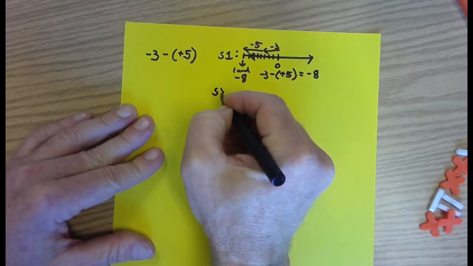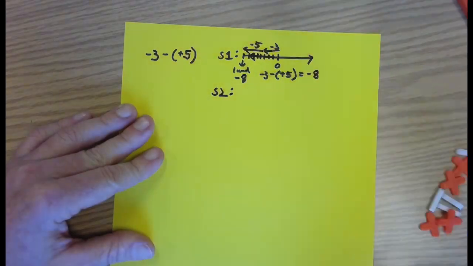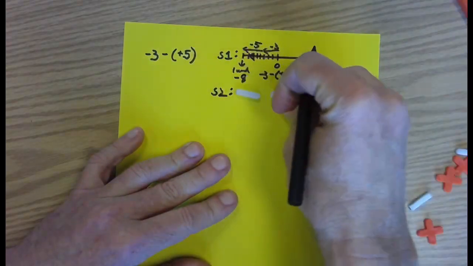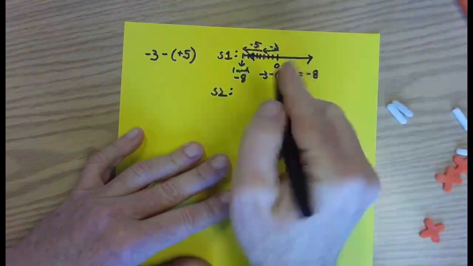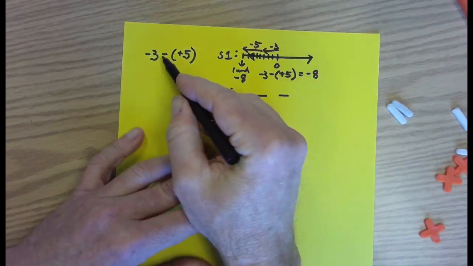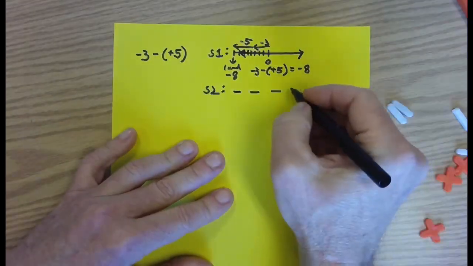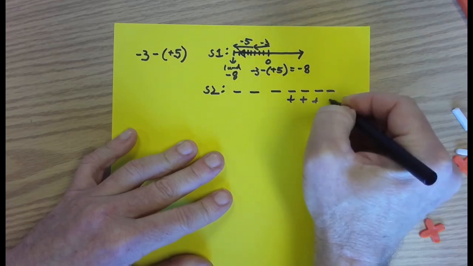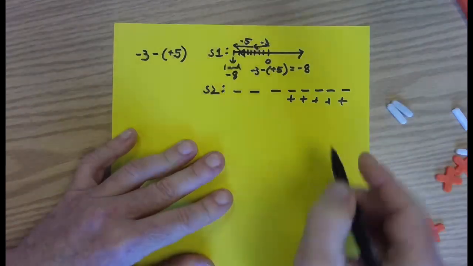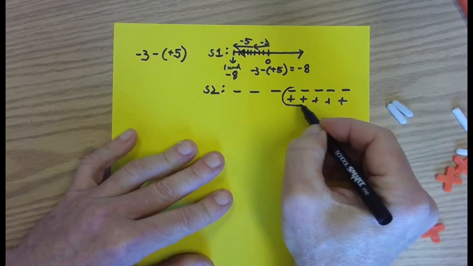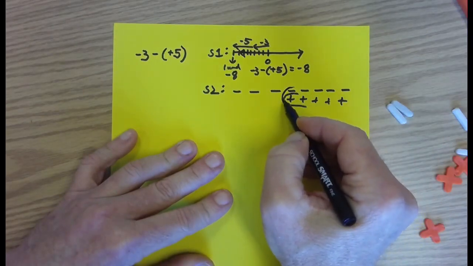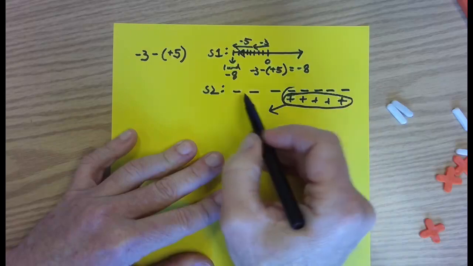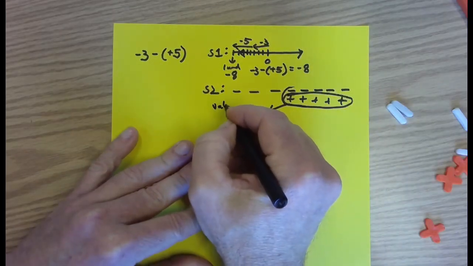Now let's use strategy 2, integer tile drawings. I'm going to start with 3 negatives, and I want to take away 5 positives. How can I do that? If I add 5 zeros, all of this makes 0. So I can now take away 5 positives. And what's left here? I have a final value of negative 8.